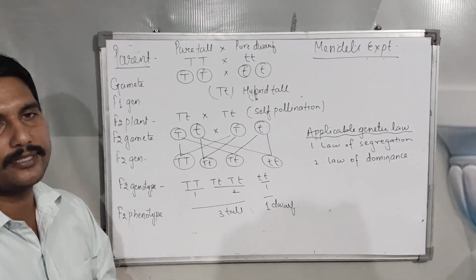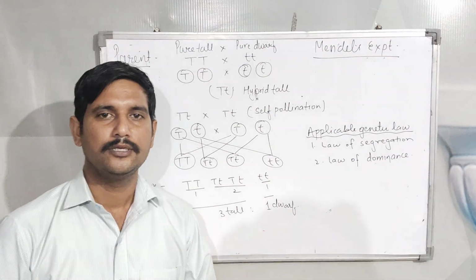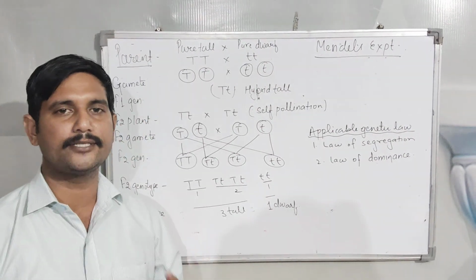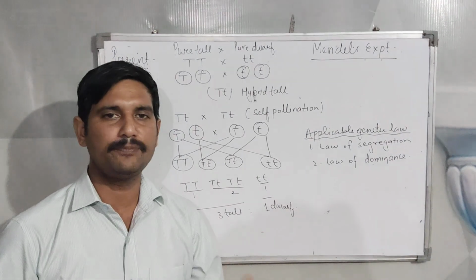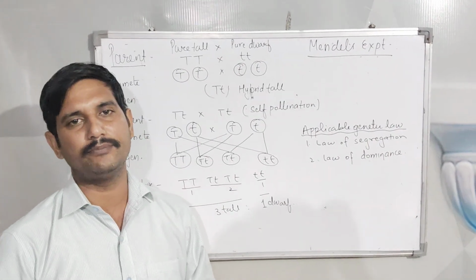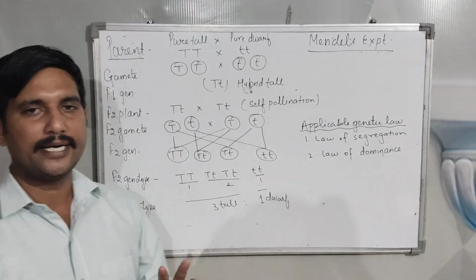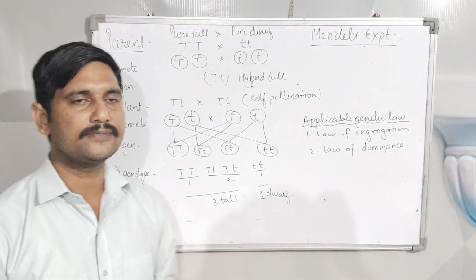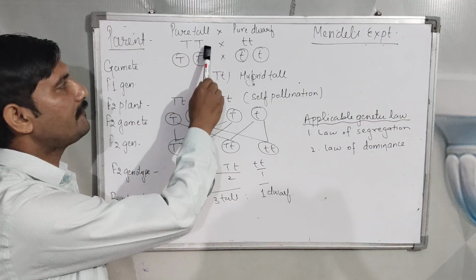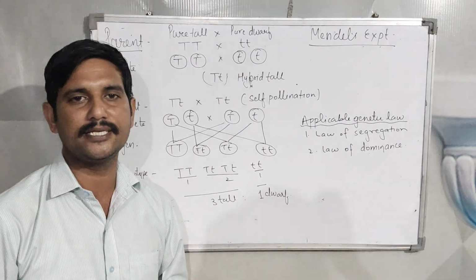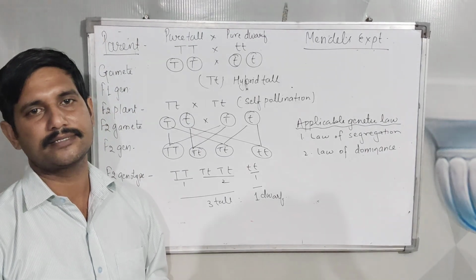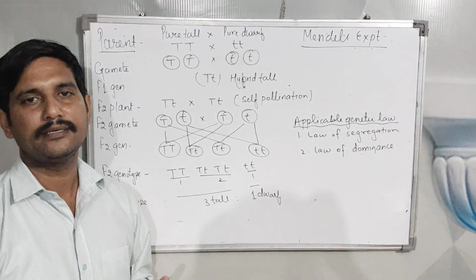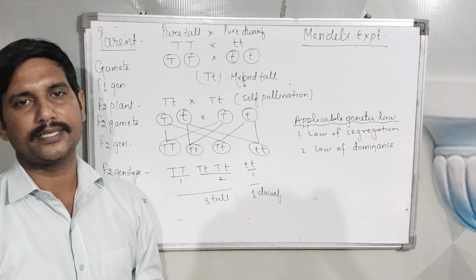Now let us discuss the genetic laws. There are two applicable genetic laws. One is called the law of segregation. It means that at the time of gamete formation, I repeat, at the time of gamete formation, the gametes are segregated from their gamete mother cells. Simultaneously, at that time, alleles are also segregated and they recombine in the next generation without mixing.